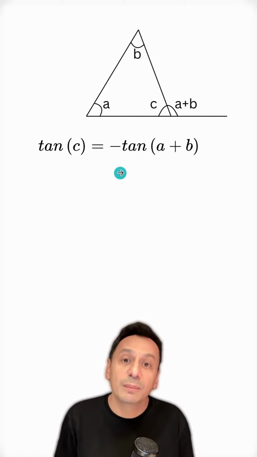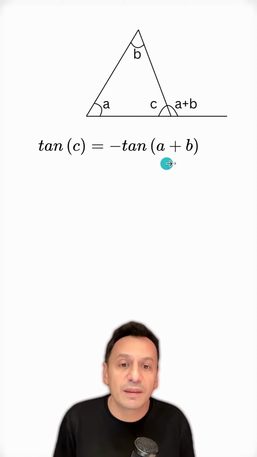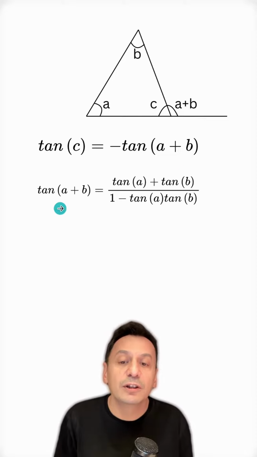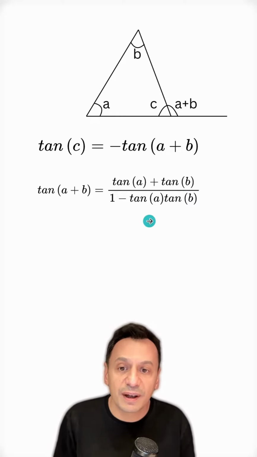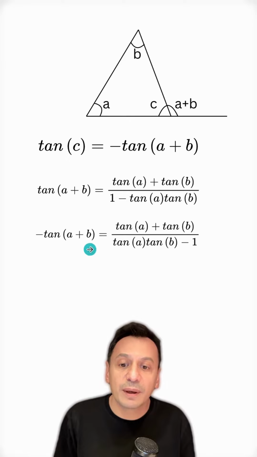Now I'm using my other piece of preliminary information, in other words, the sum formula for tangent. If tangent a plus b is equal to the expression you see here, then to get minus tangent a plus b, I will multiply both sides of the equation by -1. This part becomes minus tangent a plus b. Now, it's enough to multiply either the numerator or the denominator here. I chose to multiply the denominator and arrived at this expression.